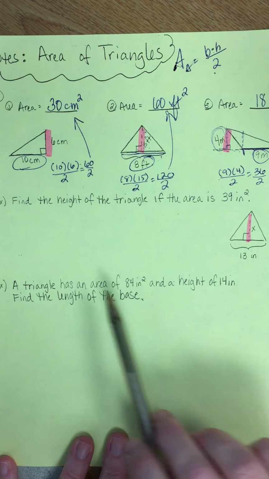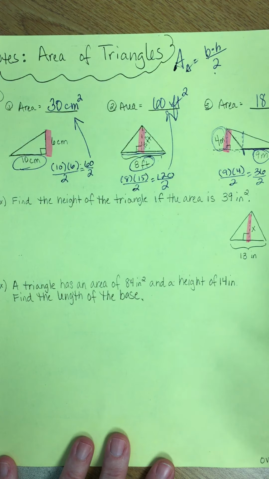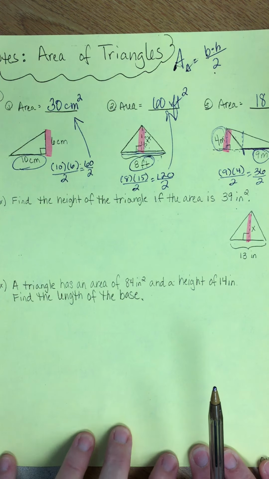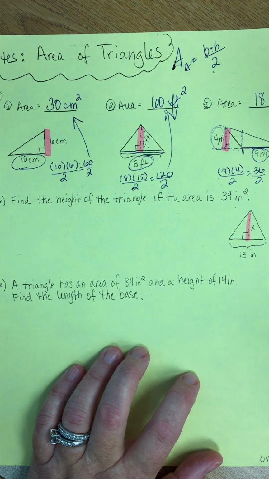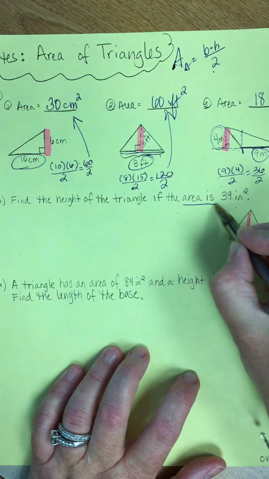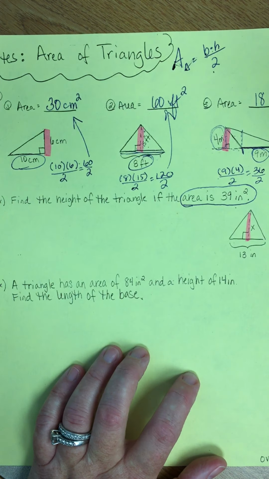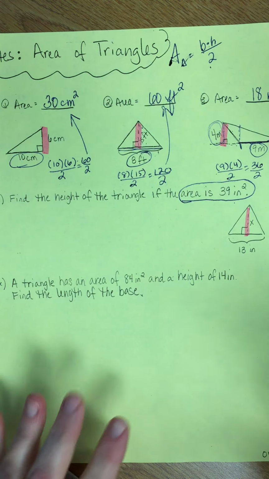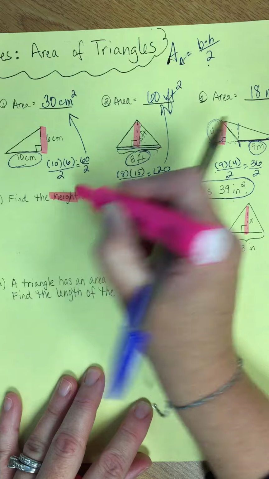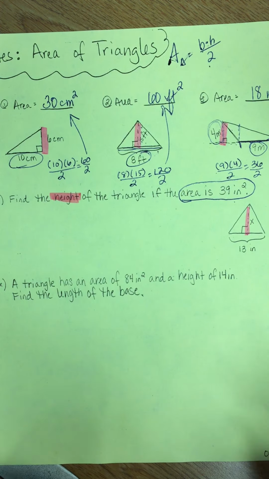Great. Next, we're going to find the height of the triangle if the area is 39 inches squared. So yes, this is a sentence, but you can make it what you know. So here we have the important part, area 39 inches squared. And what are we looking for? We are looking for the height. So if you can do it in your head, good for you. If not, you may need to write it out.